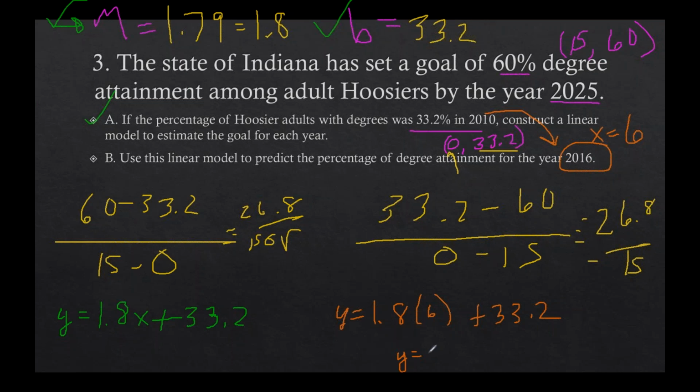I got 44. And that should have a percent sign on it, right? Because we're talking about percent of degree attainment. So in 2016, degree attainment should be 44 percent. Yep. How'd you guys do on that problem? Do okay? Good.